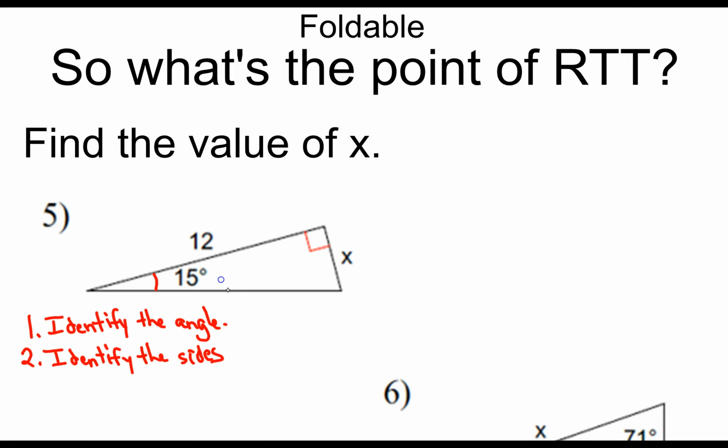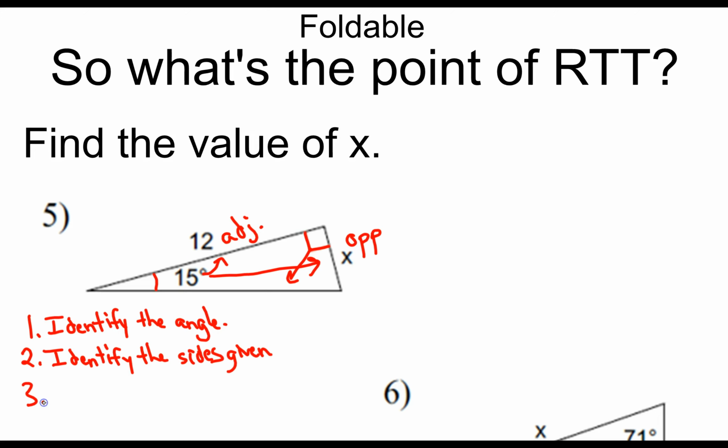So let's do that. So here's my angle, 15. So my sides, I got this side. If I drew a line from this angle to that side, that must be the opposite. And then I'm going to look at 12 and say, okay, well, 12's right next to my 15. It's not the hypotenuse because it's not opposite that right angle. So this being next to my 15 must be the adjacent side. Okay, so I've identified the angle, I've identified the sides given.